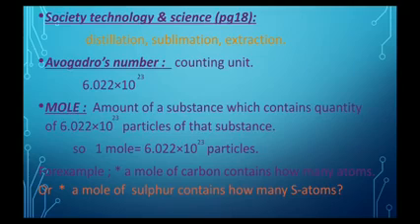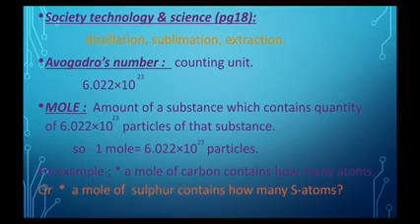Then the process of sublimation is the conversion of the solid state directly to the gaseous state. Instead of going through the intermediate state, that is the liquid state, the solid is converted directly to the gaseous state. Then the next is the process of extraction. It is the process of getting the desired substance from a mixture of substances by dissolving it in a solvent in which our desired substance is soluble, and then that solution is heated up to extract the desired substance.